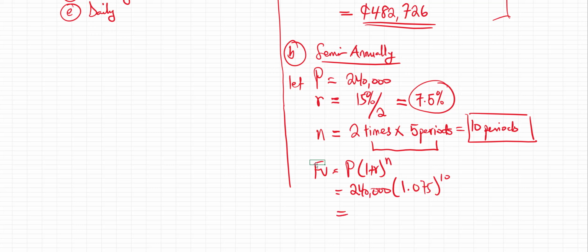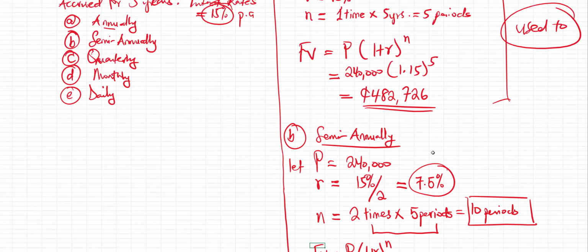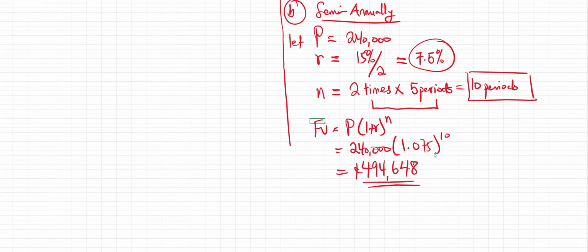It should be something closer to what we have at the top, but we are going to select which one is better. So that's 240,000 by 1.075 raised to the power 10, and that is 494,648. So I believe this semi-annual was better than the first one, right? That's why if you are going for treasury bill, it is better you go for dollar cost average. Don't worry, we'll learn what that means later when I'm teaching you investment management.